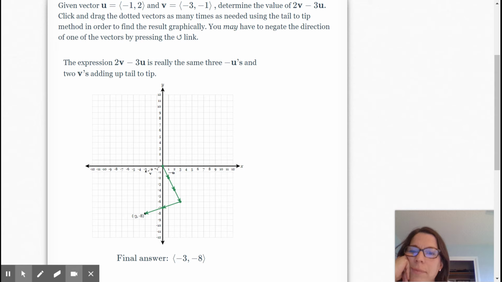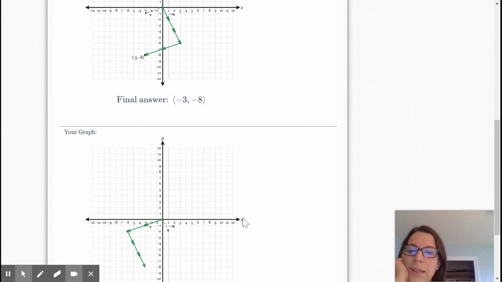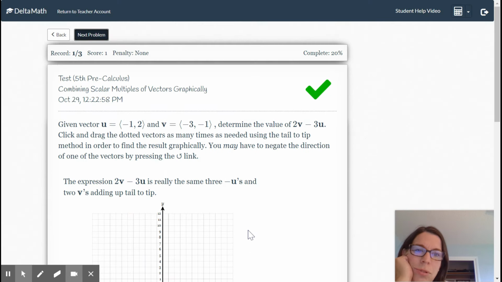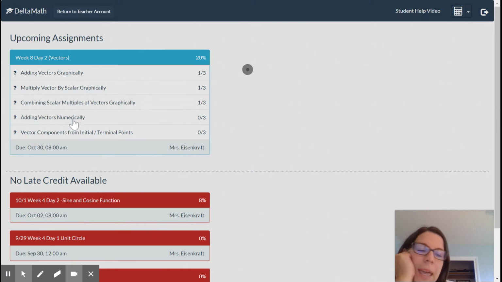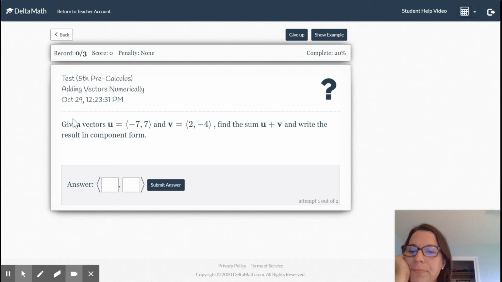The expression 2v minus 3u is really the same as 3 -u's and 2 v's added from tail to tip. And look, they did the -u first. They did 3 of the -u's and then they added it. Because it's represented as addition, you could do it in any order, so you're good to go. Look at that, they show both different ways. It's so cool.